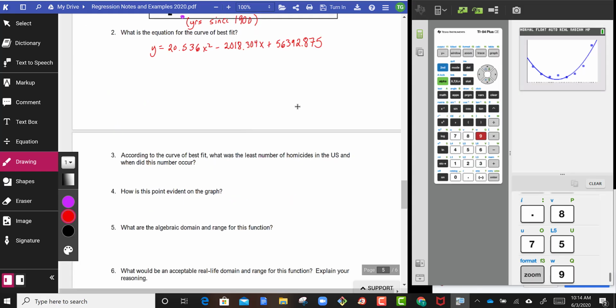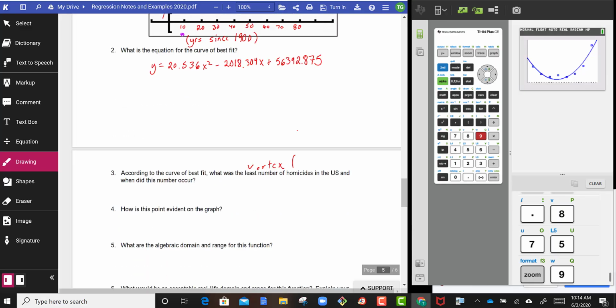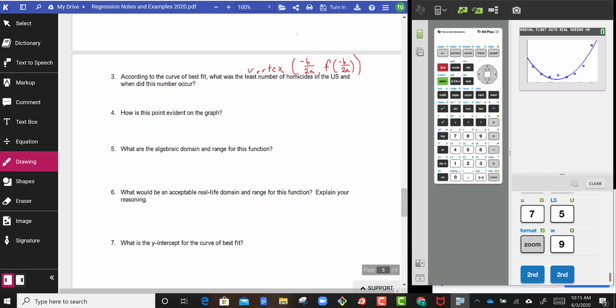So number 3 says, according to the curve of best fit or model, what was the least number of homicides in the US, and when did this occur? So essentially we're coming up with the vertex. And you could use the formula for vertex, negative b over 2a, and then take that negative b over 2a and substitute it in for x. That would certainly work. But I'm going to lean on the graphing calculator as much as possible.